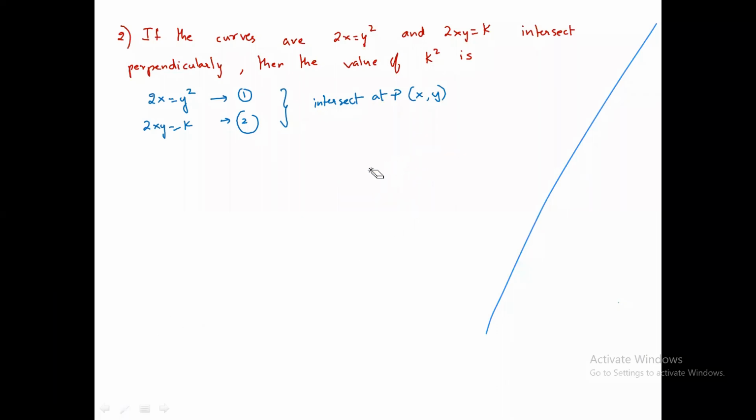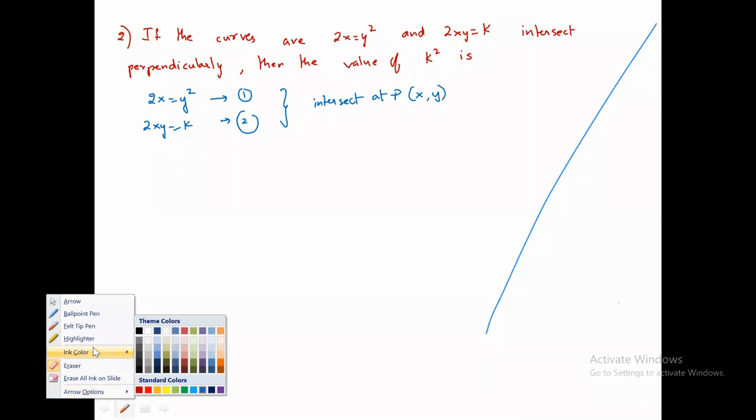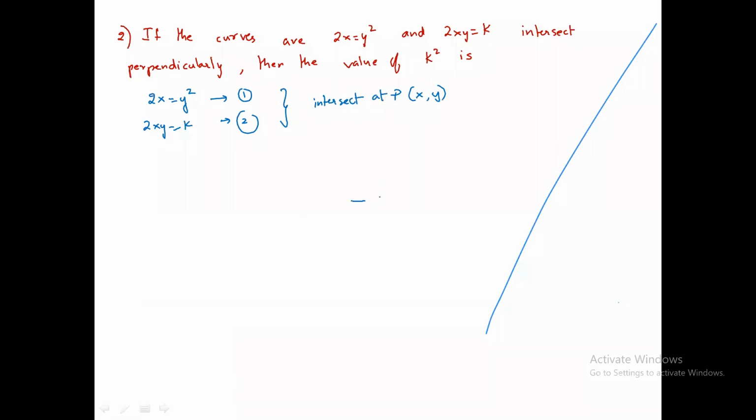This is just a rough diagram. I can draw the curves like this also. This is the first curve. This is the second curve. So they are intersecting here and here, two points, whatever it is.